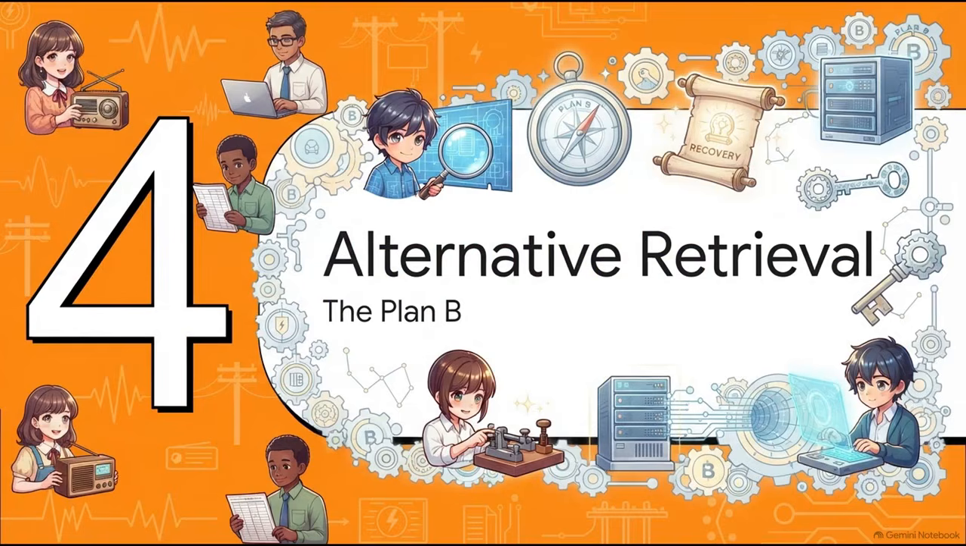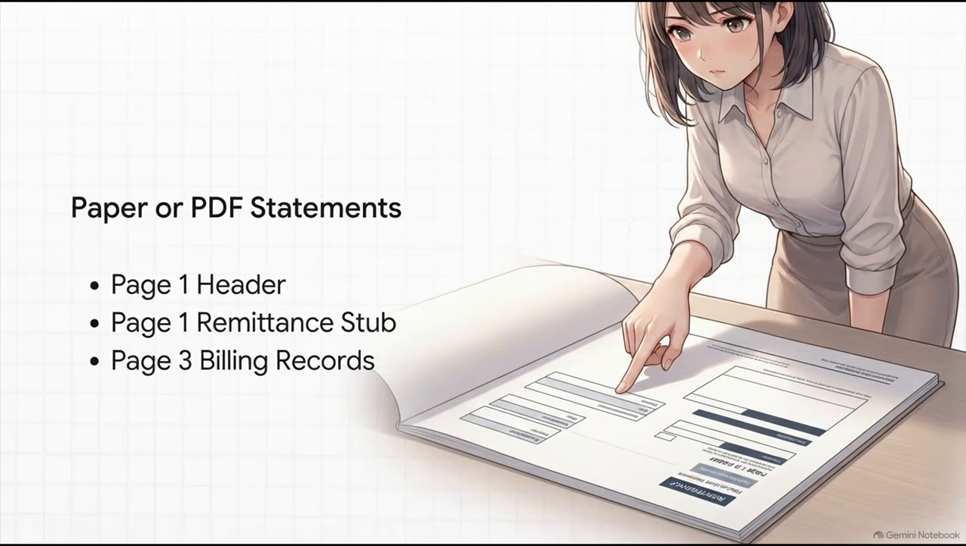Section 4. Alternative retrieval methods. The Plan B. So what if you can't log in at all? This creates what I call the onboarding paradox. You need your offline account number just to create the digital account in the first place. Well, time for Plan B. Grab a physical paper bill or a downloaded PDF e-statement. Your 10-digit identifier is clearly printed in 3 very specific spots. Check the page 1 header in the upper right, the bottom of page 1 down on that detachable remittance stub, and finally on page 3, right in the header above your detailed billing records.